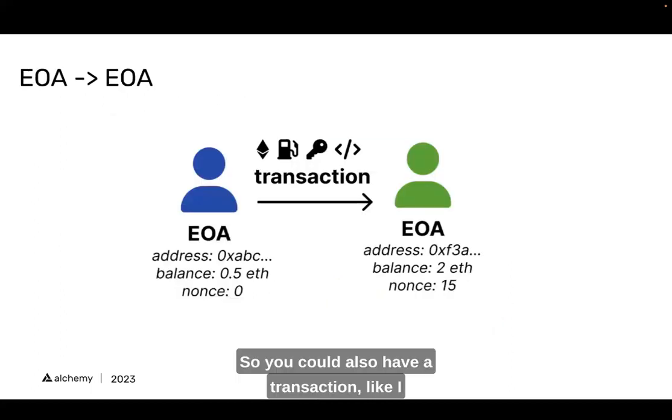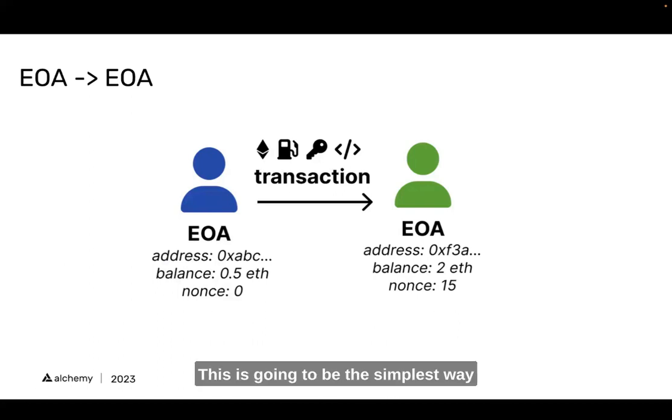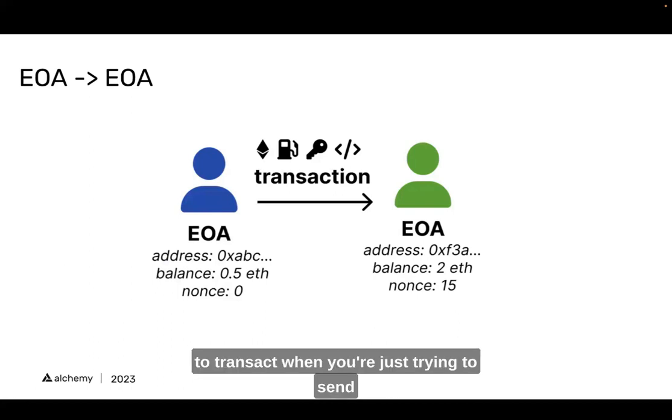So you could also have a transaction, like I mentioned before, between an EOA and an EOA. This is going to be the simplest way to transact when you're just trying to send some value from an EOA to another EOA. In this case, you wouldn't really encode call data. You could if you were going to send a message. You may have seen before that people have sent messages to each other on the blockchain. You could encode a message for no other purpose than to have that stored on the blockchain.